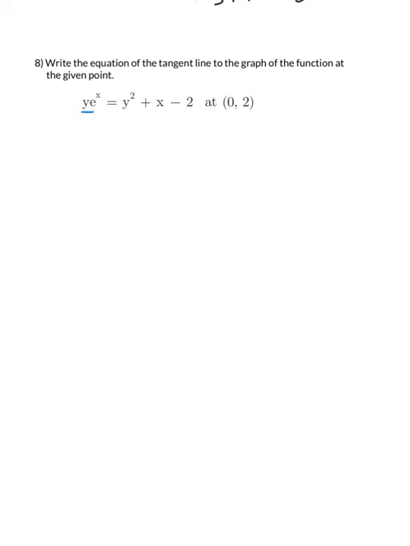Doing that product rule on the left, first y times the derivative of e to the x is e to the x, plus the second e to the x times the derivative of y is 1, but it was a y, so we have to write y prime, equals the derivative of y squared is 2y, and we have to write y prime, plus the derivative of x is 1, and the derivative of the minus 2 is 0.